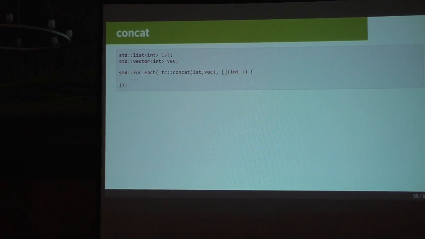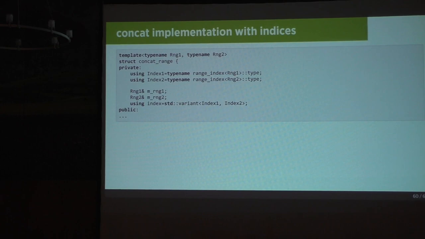Let's see. What does that give us, this internal iteration? Let's look at concatenation. So you have heterogeneous lists. You have a list of something, and you have a vector of something, and you want to iterate over them together. So you write that concat. Well, with indices, it's kind of complicated, because the index of a concat can either be an index of the first range, or it can be an index in the second range. We have to say, okay, now either you are still in your first argument's land, or you already iterated past that, and now you are in the second argument's land.